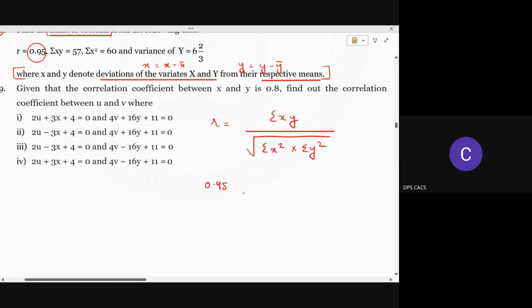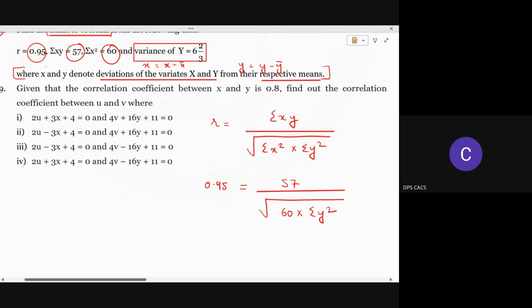0.95 is equal to how much? Summation xy is 57, divided by what? 60 is given. Summation x square is 60. Summation y square we are finding. Till now I have not touched this information, variance of y. Clear?